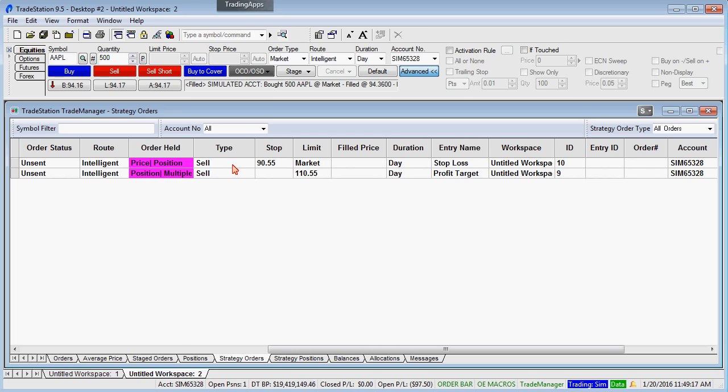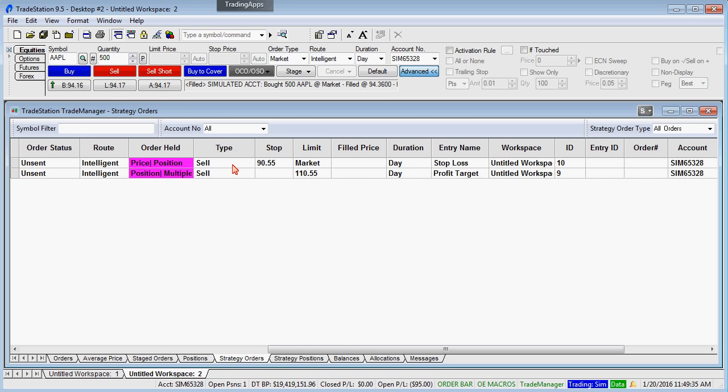So if the current market is getting closer to your stop, it'll have your stop in place. But as the current market gets closer to the target, it'll remove the stop and then send the target. So there's an engine there monitoring the price very closely, and it'll decide which order to send.